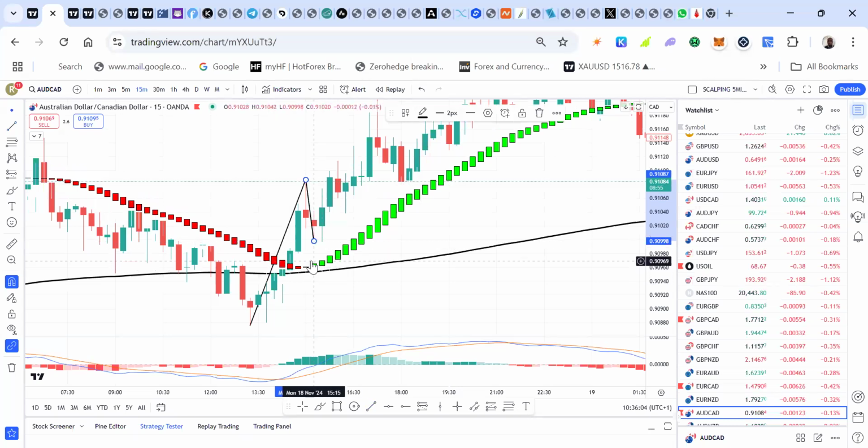After this pullback, what do you want to see? Please, someone should talk to me. Let me see if you are following. After this pullback, what do you want to see before you take the trade? A buy. Eh? You take a buy. You need an engulfing candle. God bless you. You want to see an engulfing candle.